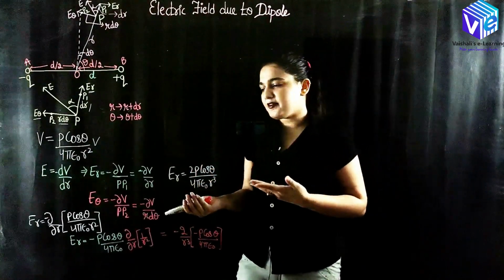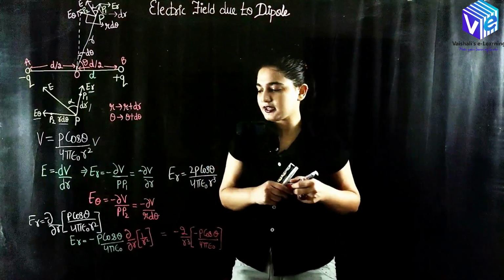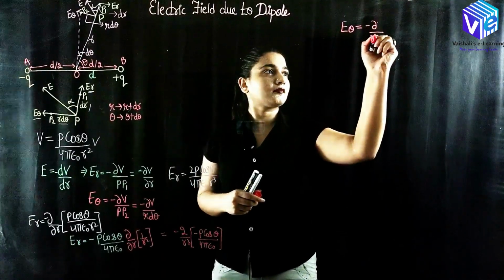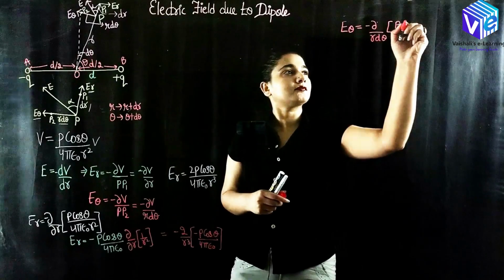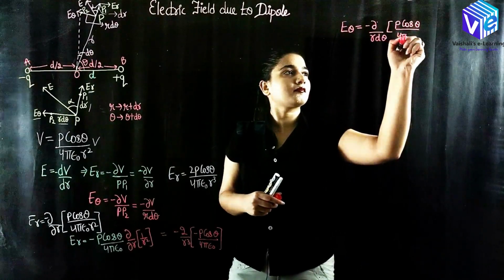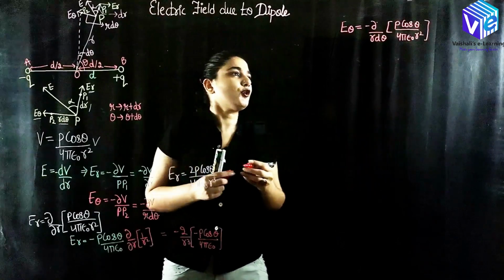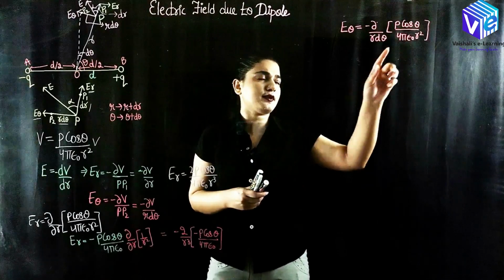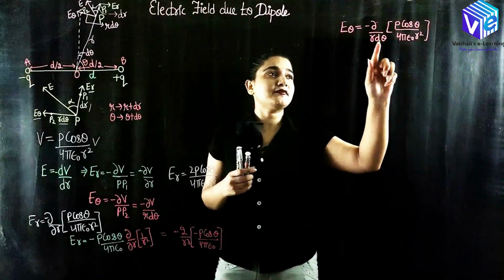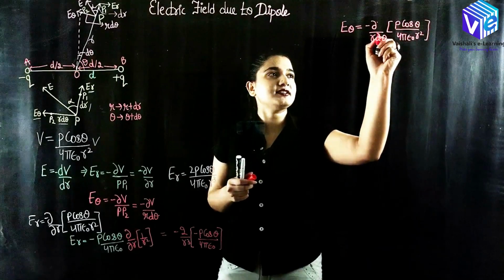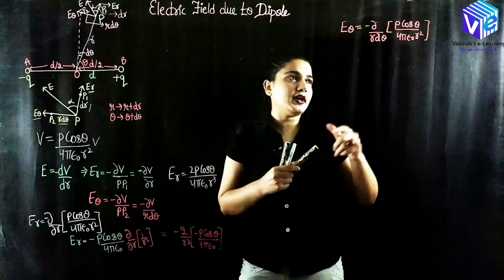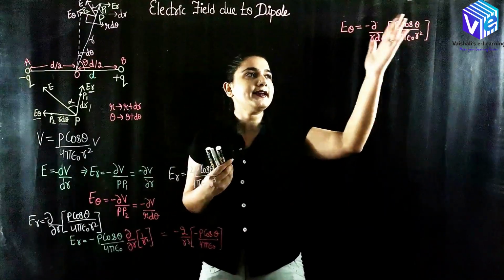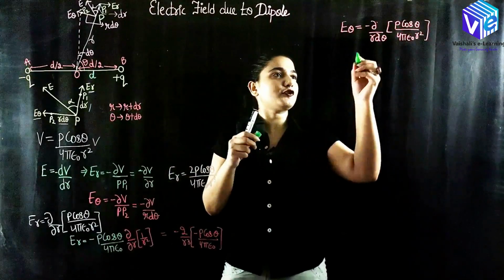Similarly, in the same manner, I will be finding out E theta. So let's find out E theta now. Minus del upon R d theta of P cos theta upon 4 pi epsilon naught R square. Now we are differentiating with respect to theta, so this is the partial differentiation. It is the del operator, and now here R will be constant, P will be constant, 4 pi epsilon will be constant. So I will be taking all of them outside, and let's see what will happen.